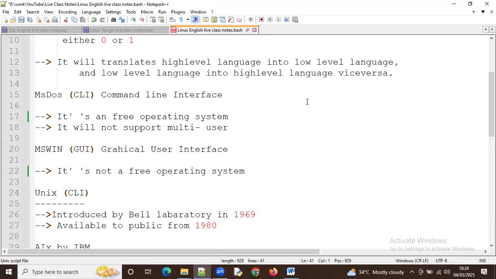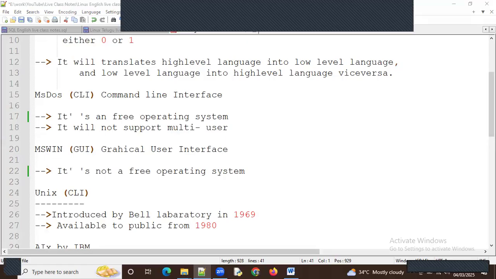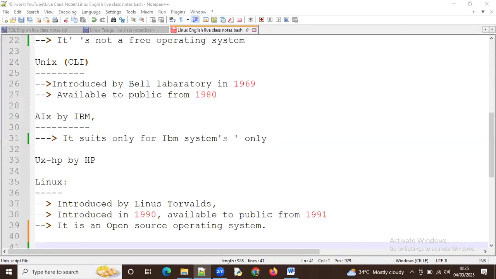So for CLI we need to give commands to work with the operating system. For GUI we need not give commands. We can directly interact with the operating system. And next we discussed about Unix. Unix is a command line interface. It was introduced by Bell Laboratory in 1969, but it was available to the public from 1980.